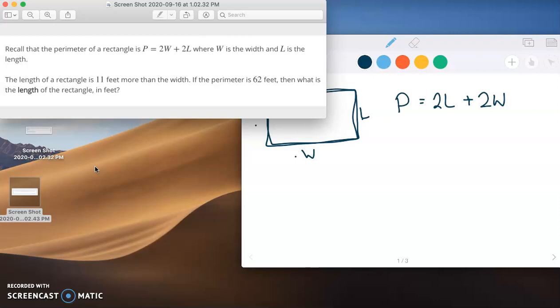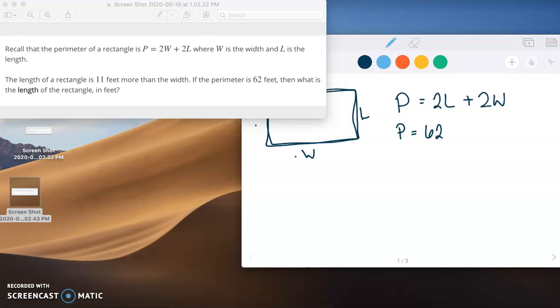The length of a rectangle is 11 feet more than the width. If the perimeter is 62 feet, then what is the length of the rectangle in feet? All right, so we're given a few things. We're given that P equals 62, and we're given that the length is 11 more than the width. So what that tells me is that L equals W plus 11.